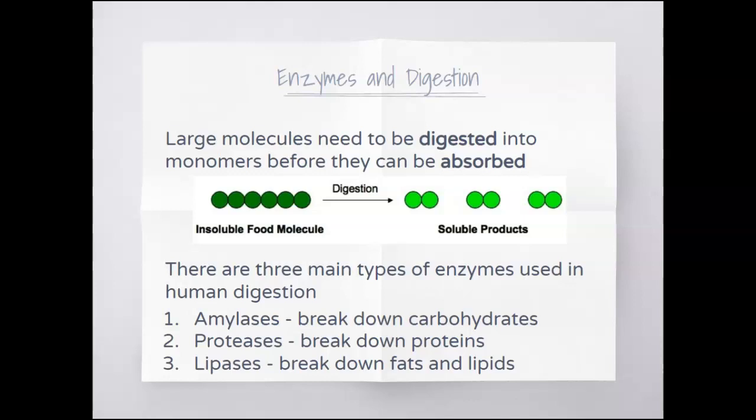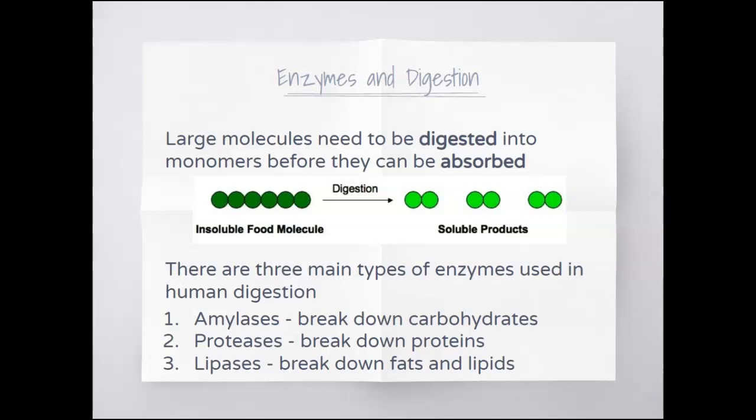Enzymes and digestion, so large molecules need to be digested into monomers, or like little tiny building blocks, before they can be absorbed by the body. You cannot absorb an entire cheeseburger into your blood system, right? You need to break down all the parts of the cheeseburger into soluble products that are easily absorbed.